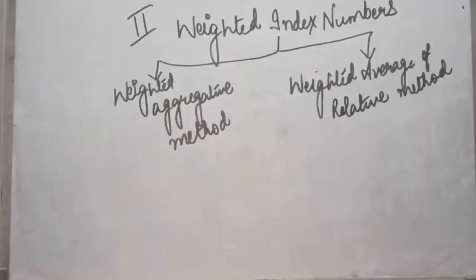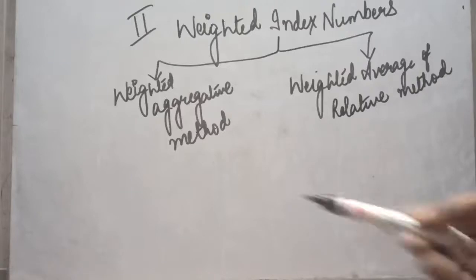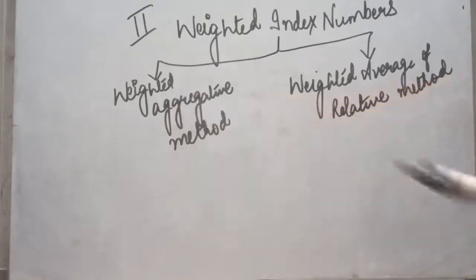So now let us come to the second category of index numbers, that is weighted index numbers. Here also we have two methods, weighted aggregative method and weighted average of relative method. The difference from the previous method is that here we will be given some weights, and with the help of those weights we have to calculate the index numbers. First of all, let us see weighted aggregative method.